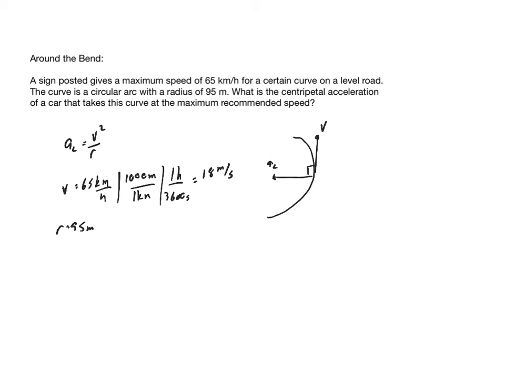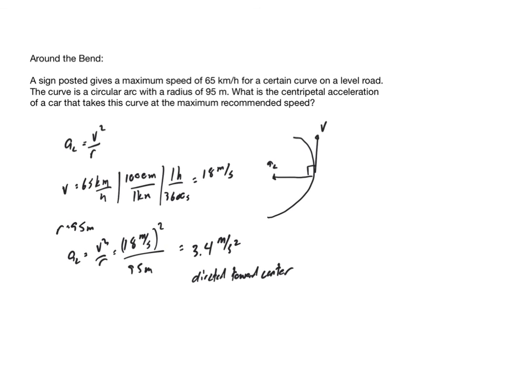And we're just going to go ahead and plug that into our centripetal acceleration. For v squared over r, I have 18 meters per second, squared, over the radius of 95 meters. So that gives me a centripetal acceleration of about 3.4 meters per second squared. And once again, it's always directed towards the center of the circle. All right, so this is how you do a pretty straightforward centripetal acceleration problem.